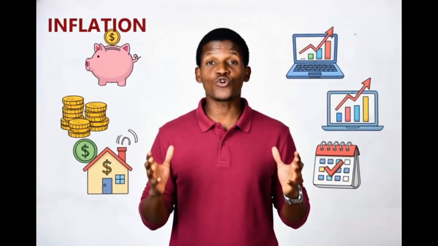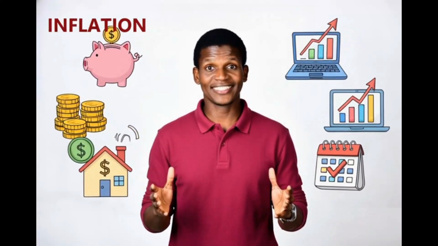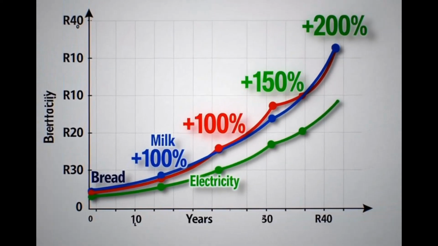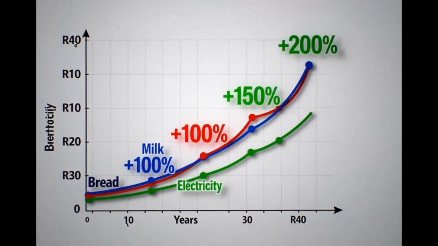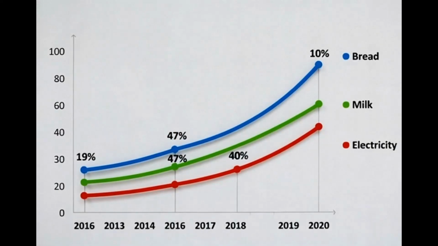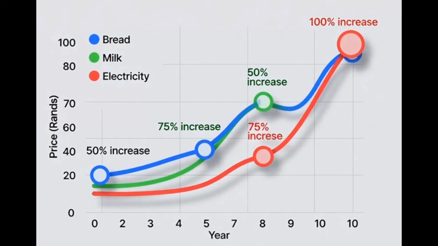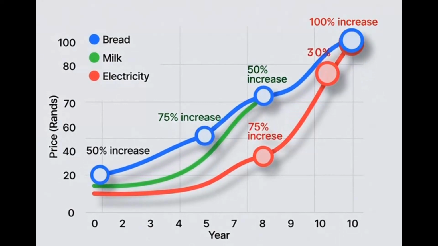Next, we examine how prices of items change over time due to inflation. Inflation causes prices to rise for goods and services. Learners will analyze tables and line graphs showing price changes, calculate percentage increases, and interpret trends. This knowledge helps students make informed financial decisions and budgeting choices.